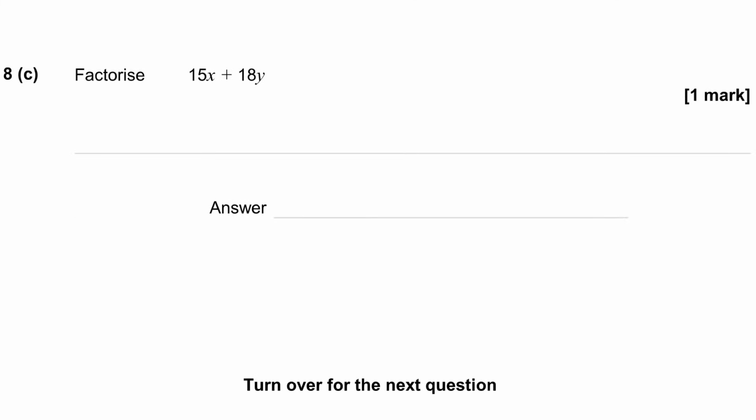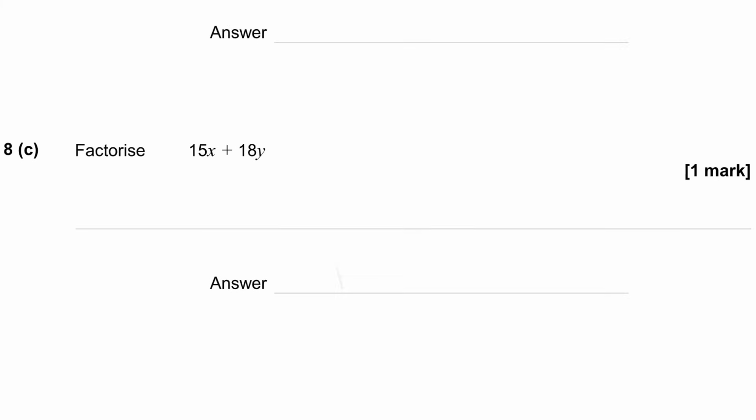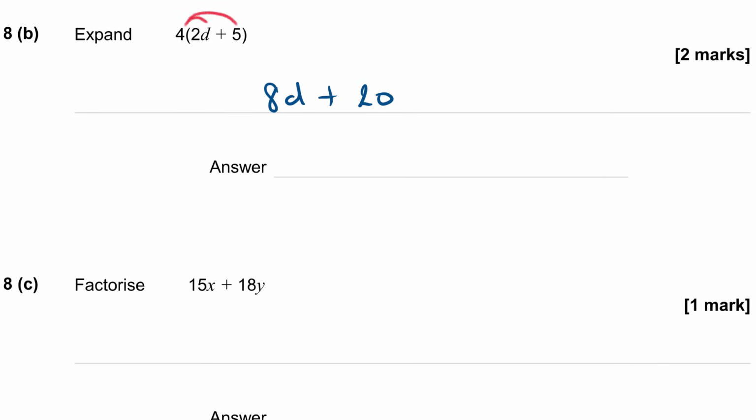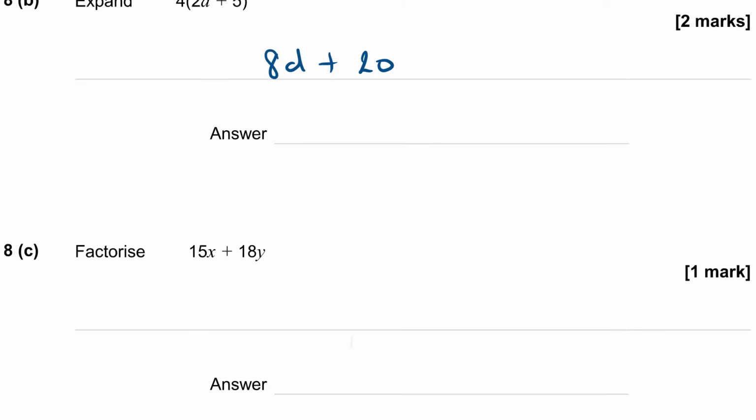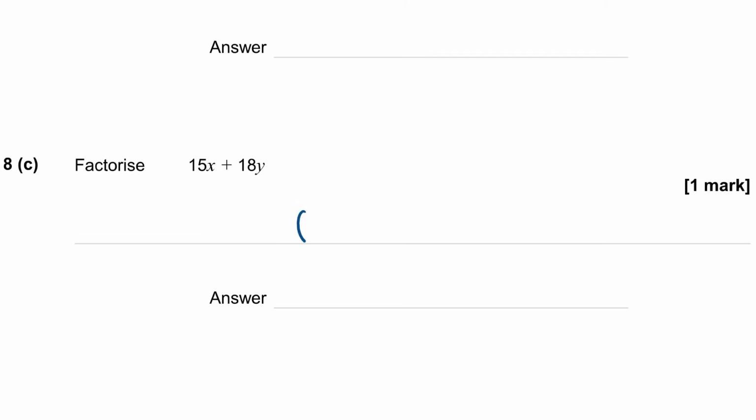Finally, we're asked to factorize 15x plus 18y. Now that's pretty much the opposite of what we were just doing. Expanding removes brackets, and factorizing puts them back in. The thing that goes on the outside of the bracket is the thing that's common to both terms. So we've got an x in one and a y in the other, so they're not common, but we've got a 15 and an 18. 15 and 18 are both in the 3 times table, so I can put a 3 on the outside.